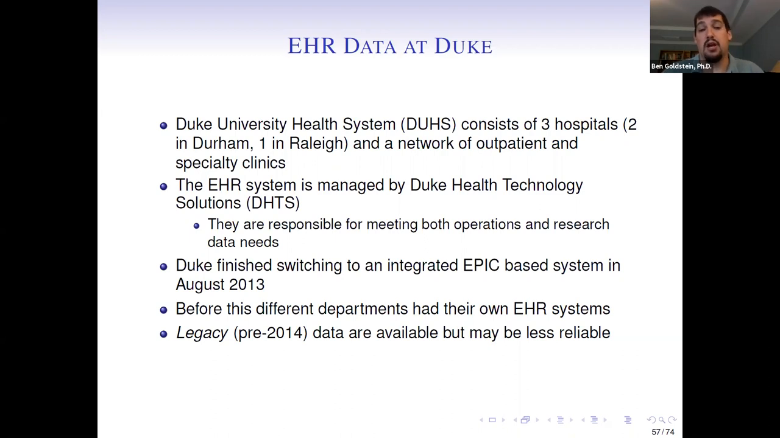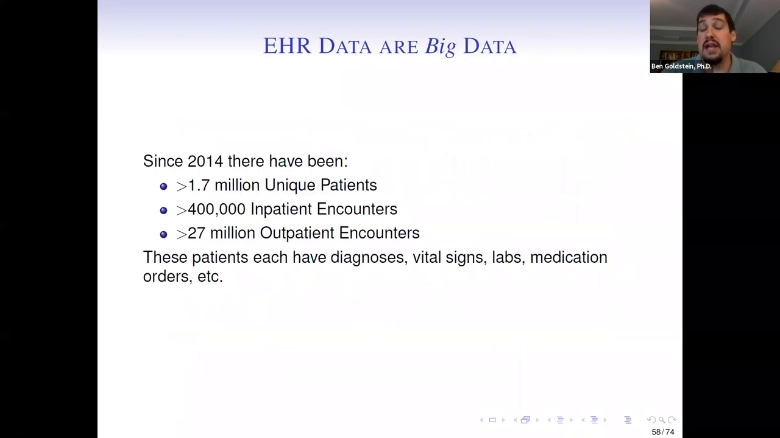For the most part, 2014 on data are going to be much more researcher accessible. EHR data at Duke are big data. Since 2014, there have been over 1.7 million unique patients, over 400,000 inpatient encounters, and over 27 million outpatient encounters. And these patients each have diagnoses, vitals, labs, medications, orders, et cetera. So a lot of information, a lot of exciting things as researchers we can do with these data.